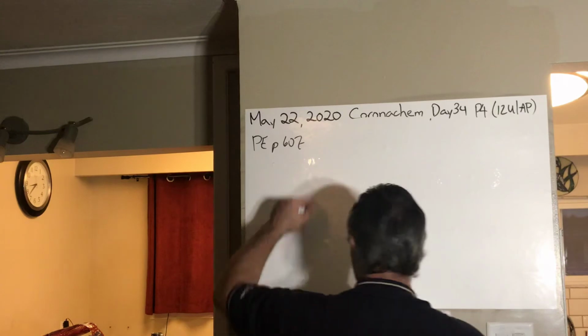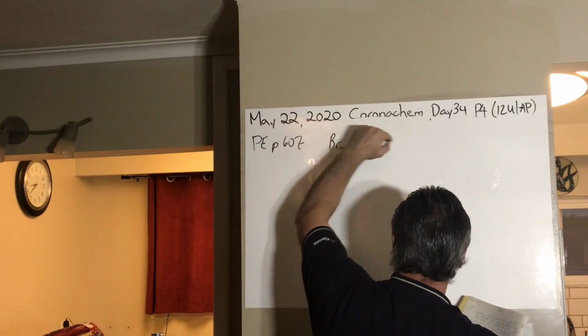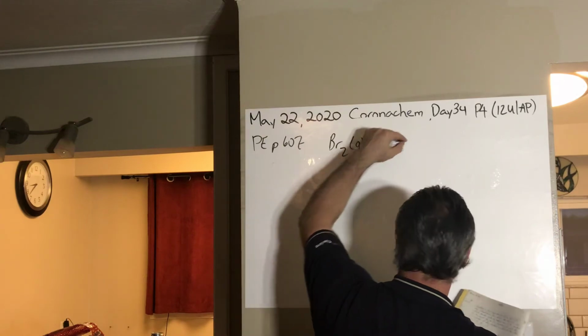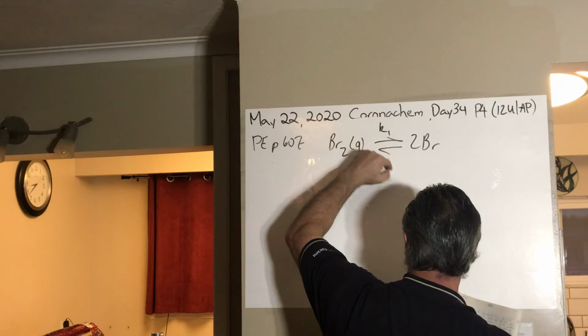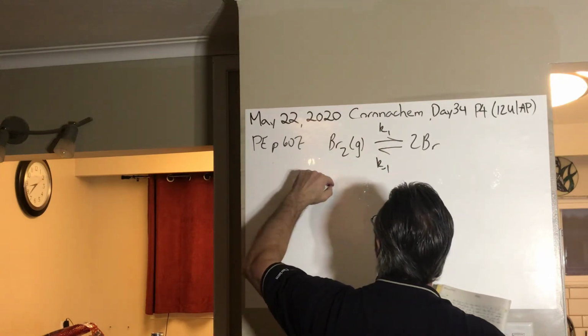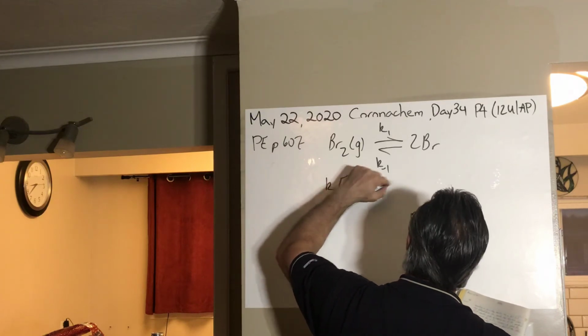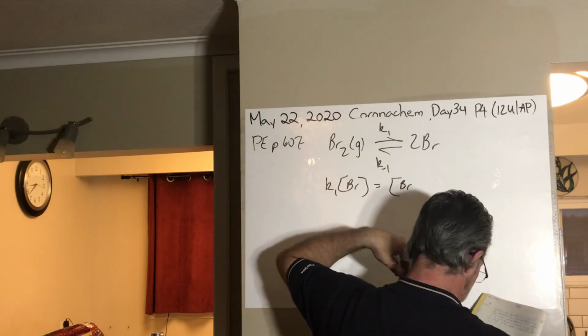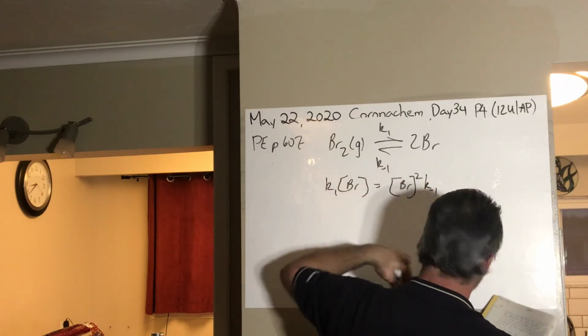So here's the original equation. Br2 gas is reacting to form two Brs. And you're getting K sub 1 and K negative 1. So K1 Br2 is equal to Br squared times K to the negative 1.